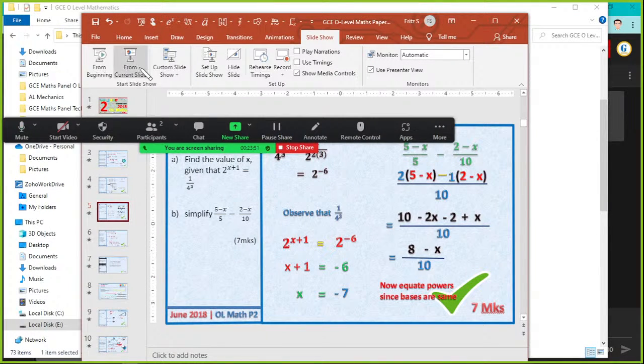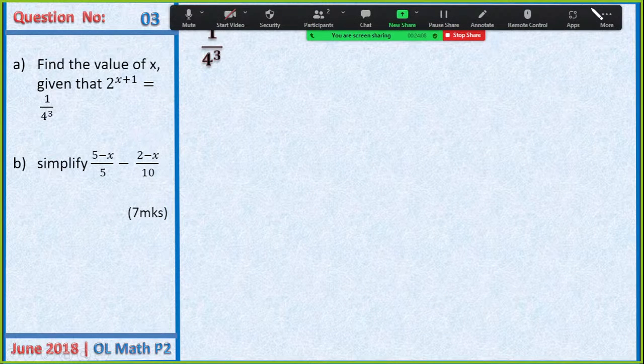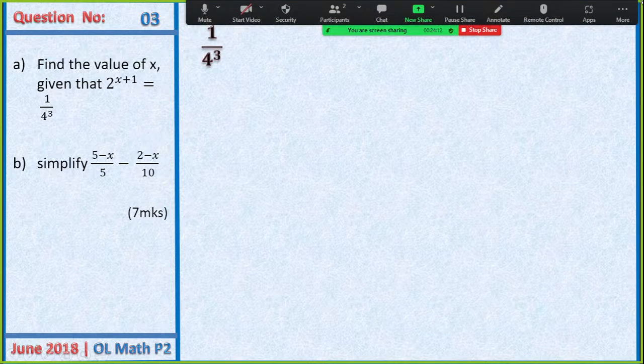Okay, so I was at this point. So we are here. We can look at the question now. So how do we attempt this question? You start by bringing like terms together, converting the 4 raised to the power 3.